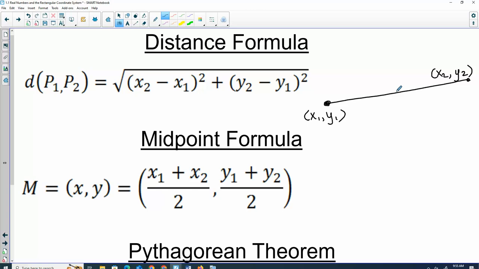Midpoint is looking for the middle of your segment. So anytime you're trying to find the middle of two numbers, you average. Add them up and divide by 2. So we do it for both. We add up the x's, divide by 2, add up the y's, and divide by 2.